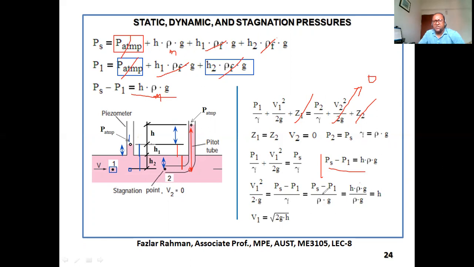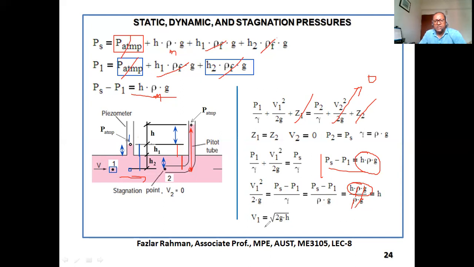Now, PS minus P1 equals rho g h, and gamma equals how much? Rho g. So this rho g will be out, only h remains. Then you can figure out V1. V1 equals root over 2gh. Okay. And right over here, you see that in the manometer and the flowing fluid, the fluid is the same. That's why right over here, this density will be out.